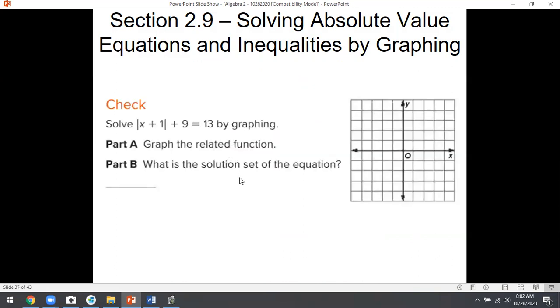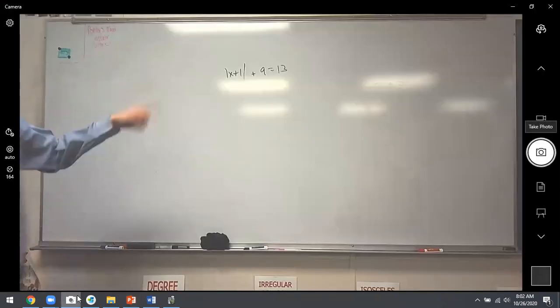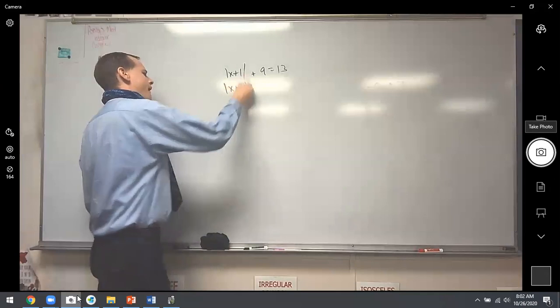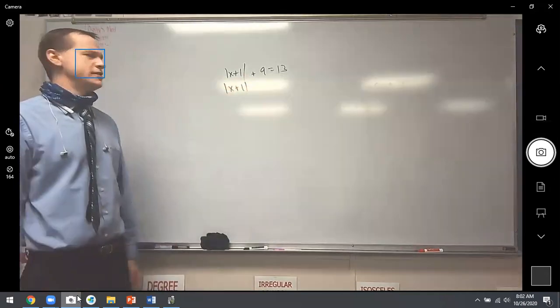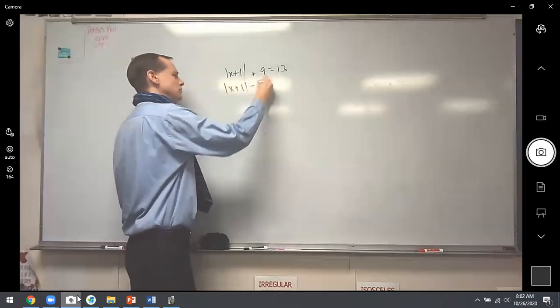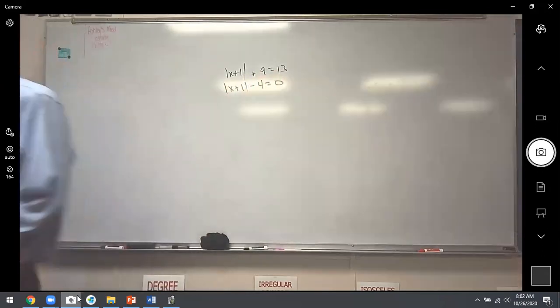So let's try this one out. Here we go. Solve absolute value of x plus 1 plus 9 equals 13. One quick step, and we can have this thing compared to 0. What do you think we need to do to get 0 on one side? Subtract 13. I'm down with that. Yep. So let's go ahead and subtract 13 from both sides. You had a 9. 9 minus 13 on the left would be -4. And now it equals 0.